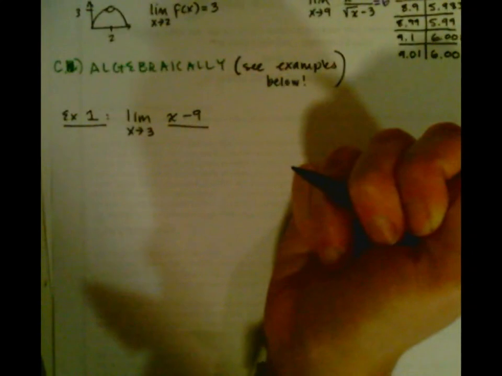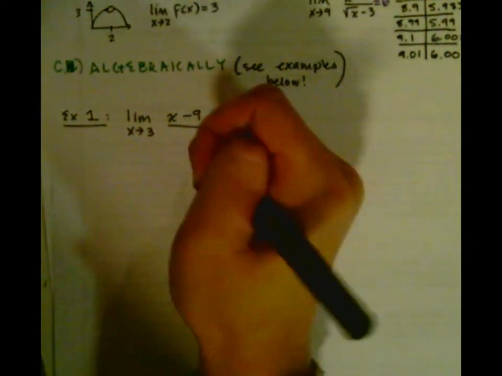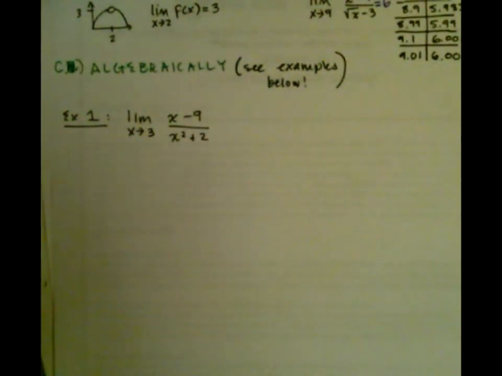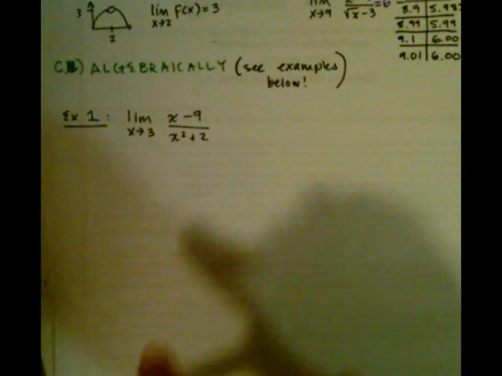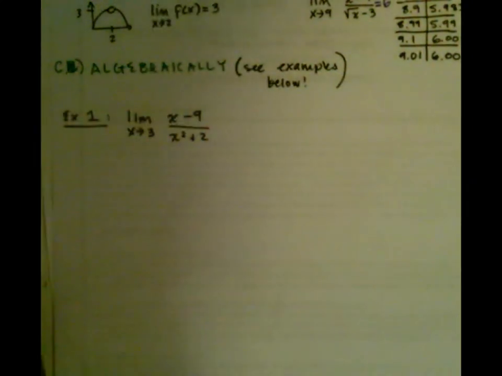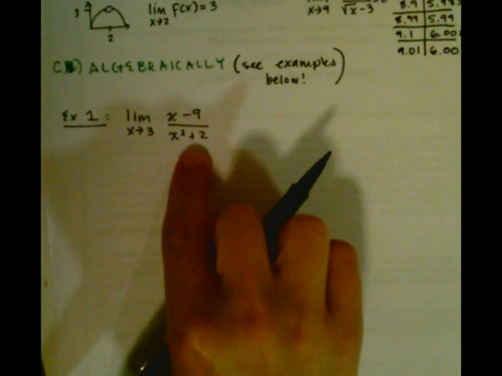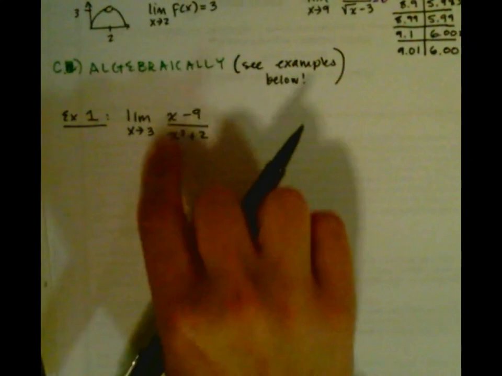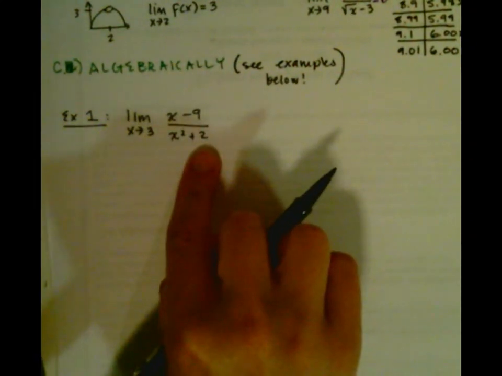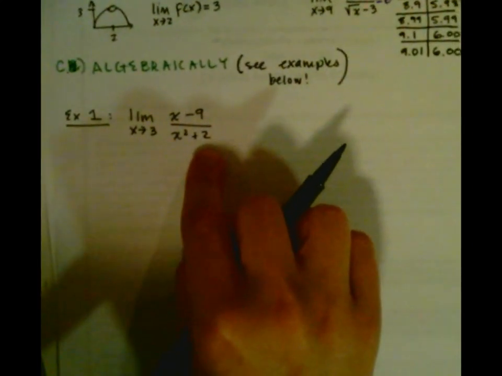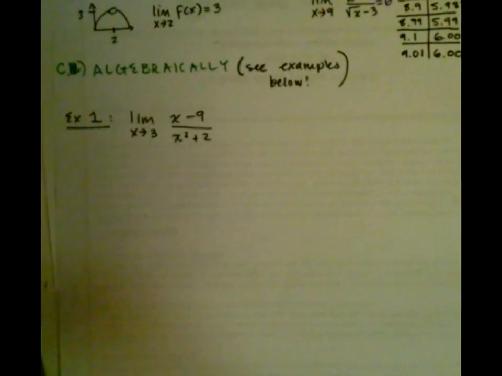So my first example is the limit as x goes to 3 of (x minus 9) over (x squared plus 2). I want to remind you that the limit is the intended height of the function, and a height is a y value. If this function is continuous, I could just try plugging in 3 and see what I get. Because if I get an actual number here, then that's going to be my limit. That means the limit is the function value.